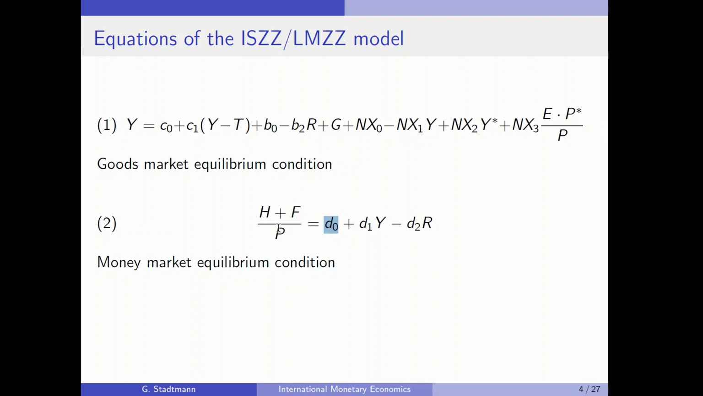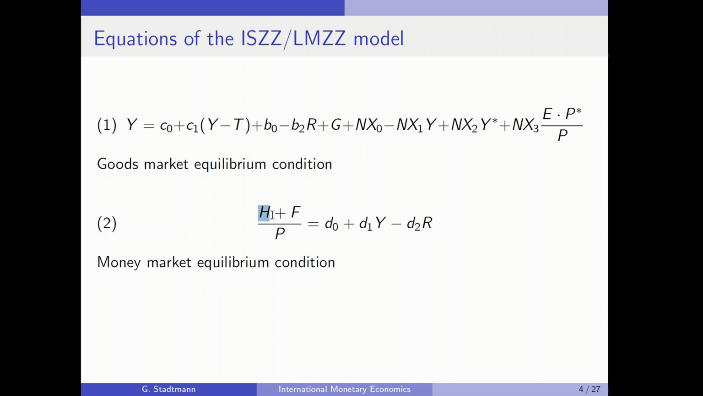Money demand is negatively related to the interest rate. On the left-hand side of this equation, we have real money supply, and the special element, the new element in this chapter, is that nominal money supply consists of two components. One component is the home component, the domestic component.